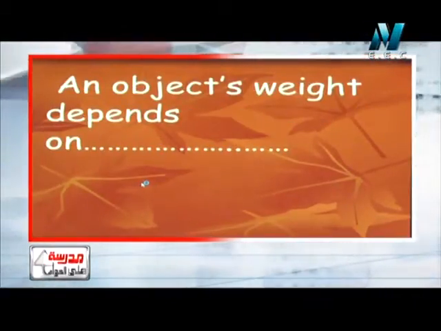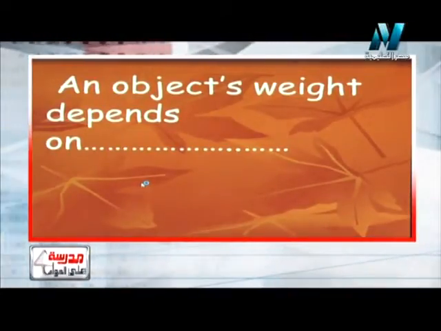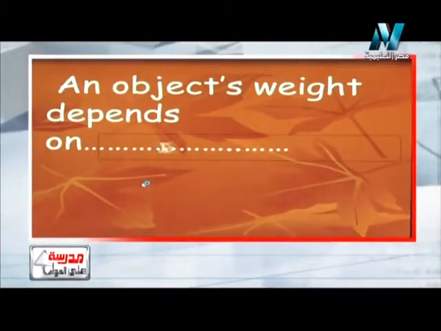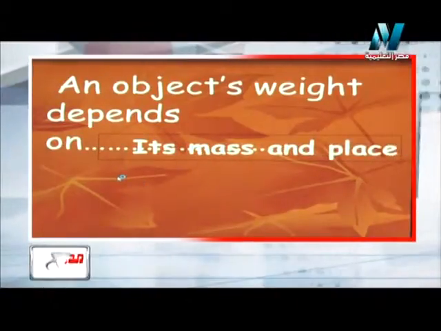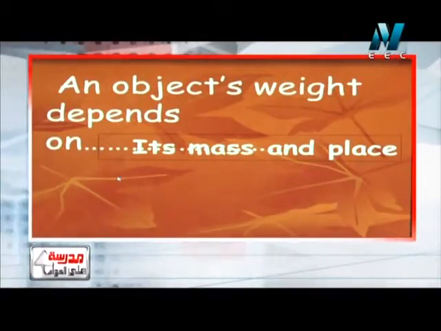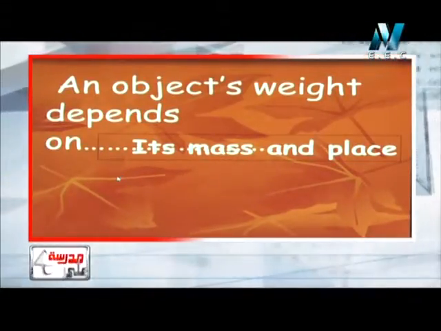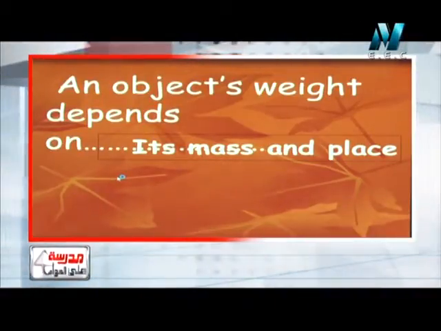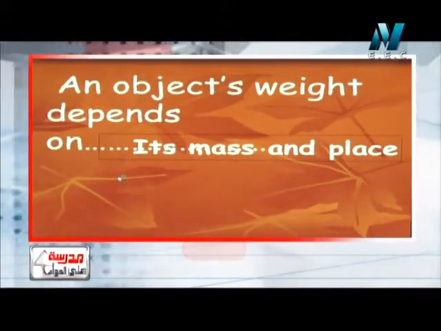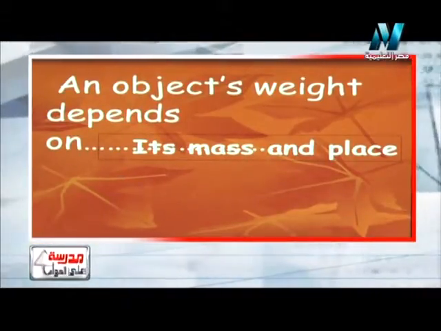Another question. An object's weight depends on what? An object's weight depends on its mass and place. وزن الجسم يعتمد على الكتلة والمكان الموجود في الجسم. Like that, the weight changes from traveling from the Earth to the Moon, and from the Moon to Jupiter, and so on, as we have studied before in the lesson about mass and weight. Object weight depends on its mass and place.